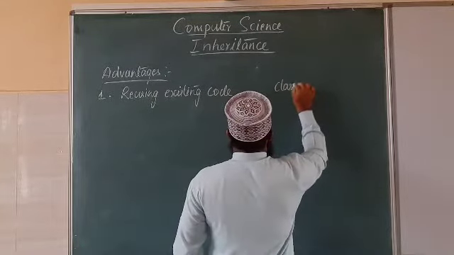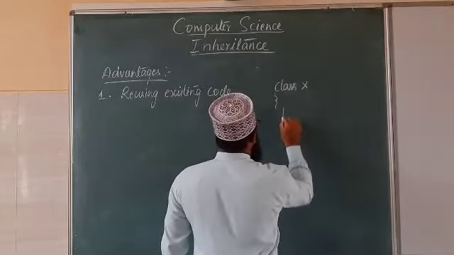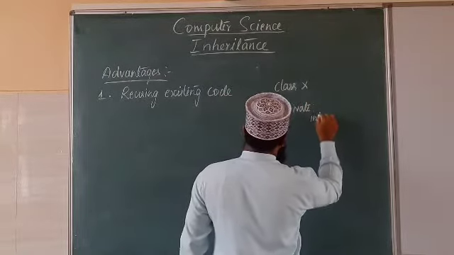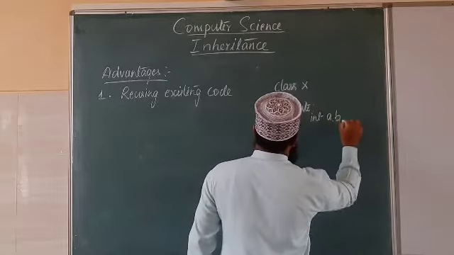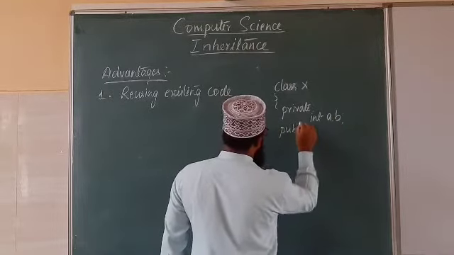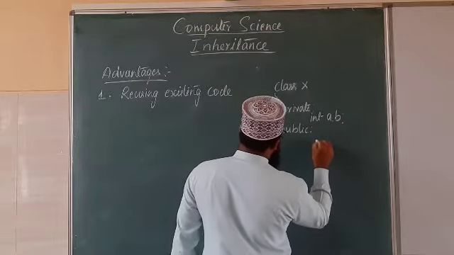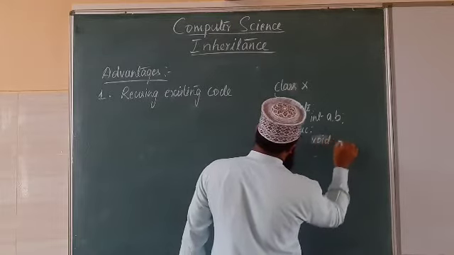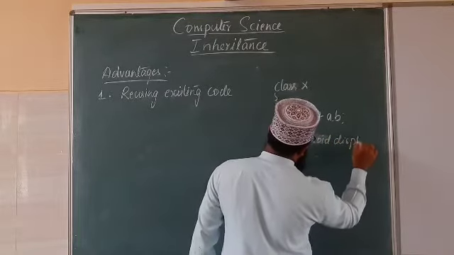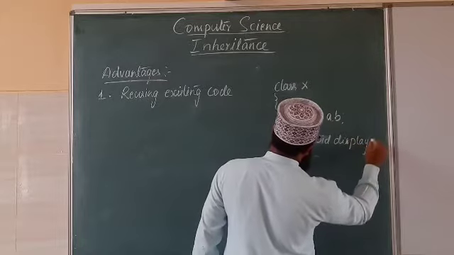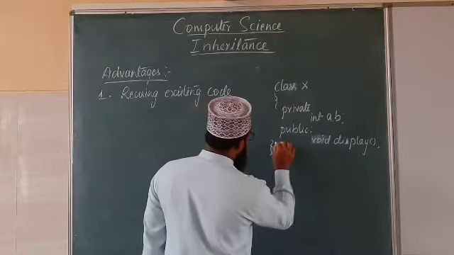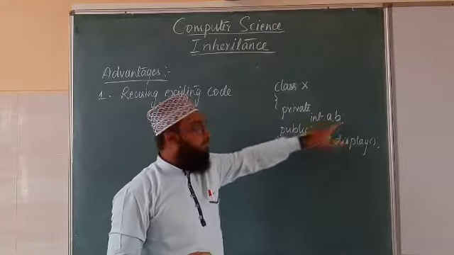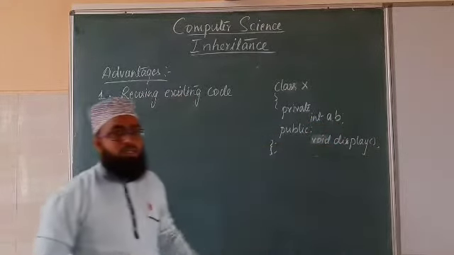See, class X. It has private members of integer type A and B, and a public member, void display. I now close the class. Class X has private integer A and B, and public void display.